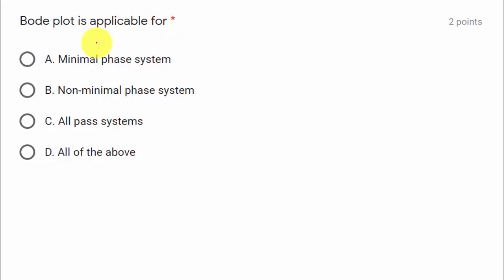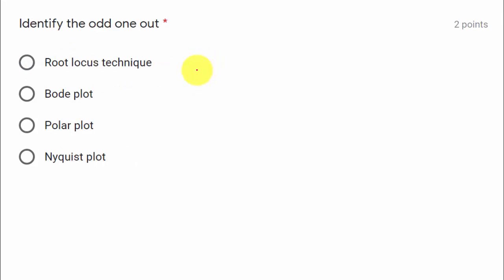Bode plot is applicable for minimum phase system. So what do you mean by minimum phase system? Means all the poles and zeros are on the left of the s-plane. In the case of non-minimum phase system, all the poles are on the left of the s-plane, zeros may lie on the right of the s-plane. In the case of all pass system, poles and zeros will be complex conjugate kind of thing. So the suitable option that is going to follow is option A is correct.